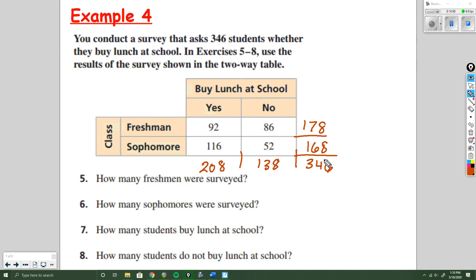So 346 total people were surveyed, and of that 346, 178 of them were freshmen, 168 of them were sophomores. The amount of people that bought lunch at the school of these freshmen and sophomores that were surveyed was 208, and then how many did not buy lunch was 138. And we could use this to do some statistics here. All right.